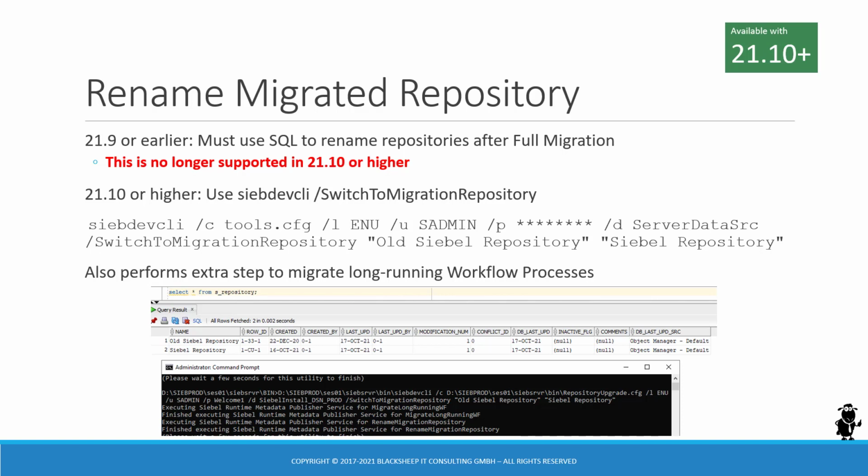The output of the utility is somewhat interesting, as it actually invokes the Siebel runtime metadata publisher service, and it invokes two methods of this currently in 21.10. The first one has to do with the migration of long-running workflow processes, and the second one is the actual renaming method. So the Siebel runtime metadata publisher service got some updates too.